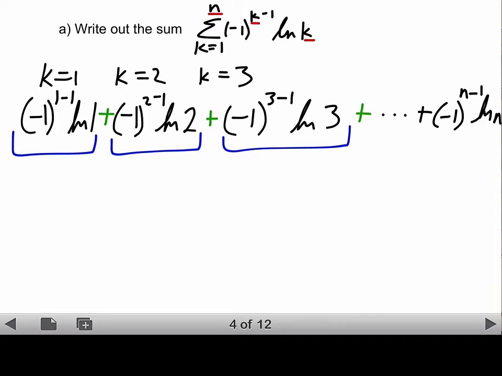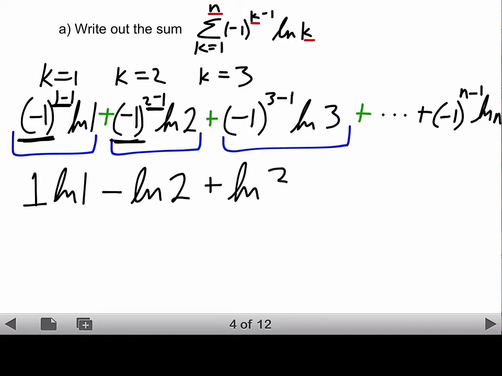These negative 1 to the powers, remember, are going to give us alternating signs for our terms. So for the first one, negative 1 to the 1 minus 1, that's negative 1 to the 0. That answers 1 times the natural log of 1. Plus, now negative 1 to the 2 minus 1, that's negative 1 to the first power. It's not a plus, is it? It's a minus natural log of 2. For our next term, it's going to be plus the natural log of 3, and you can see how this would play out. And as soon as you can see how this would play out, we can put plus dot, dot, dot.